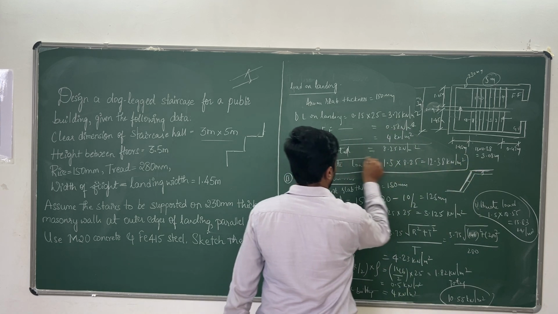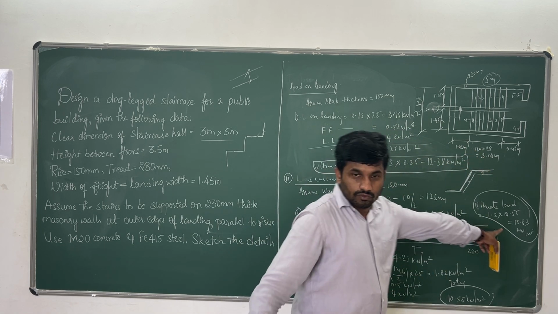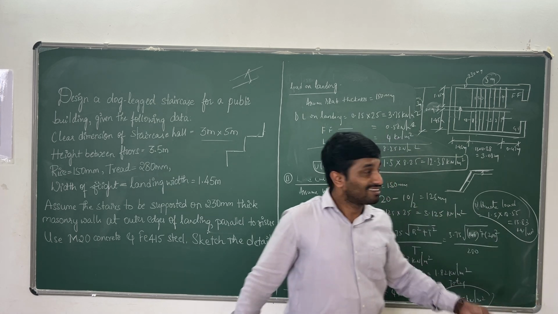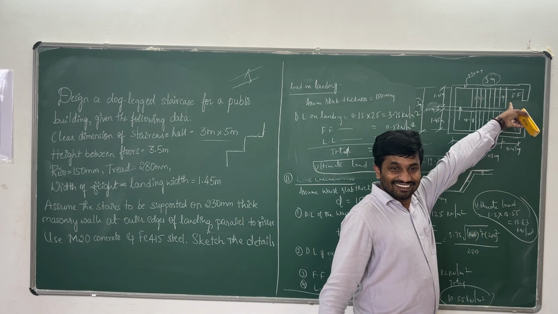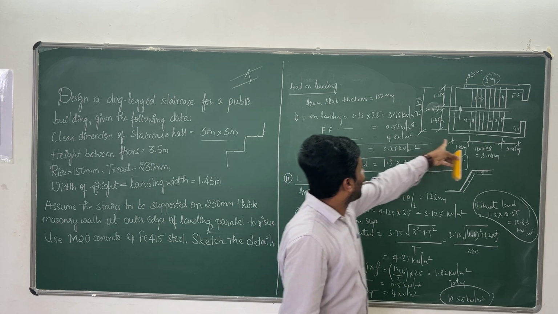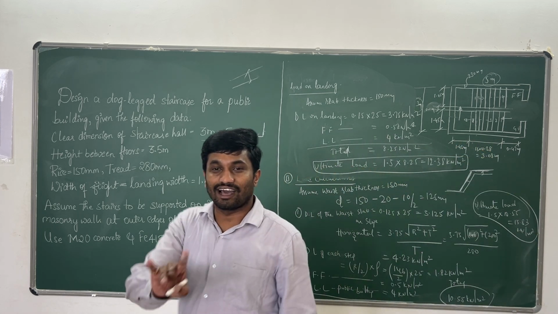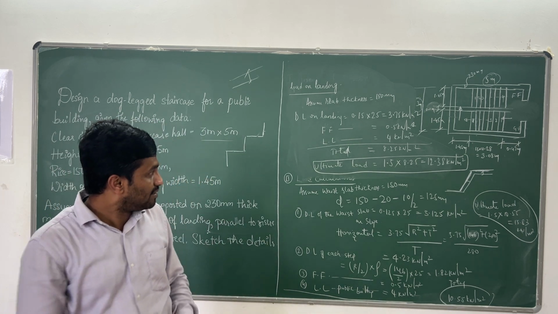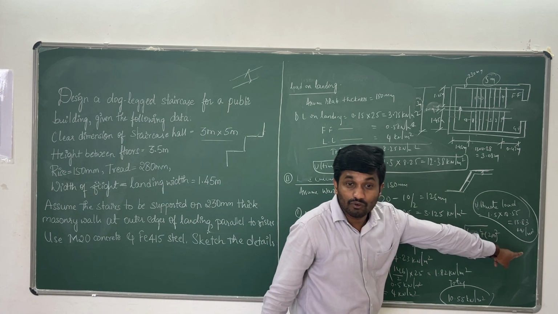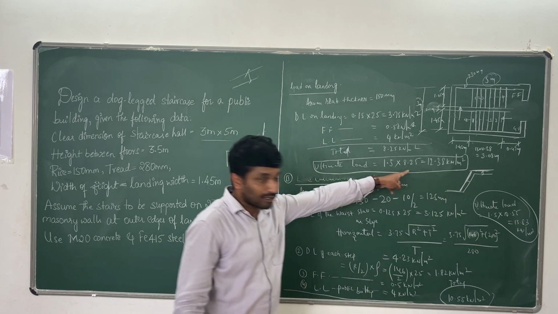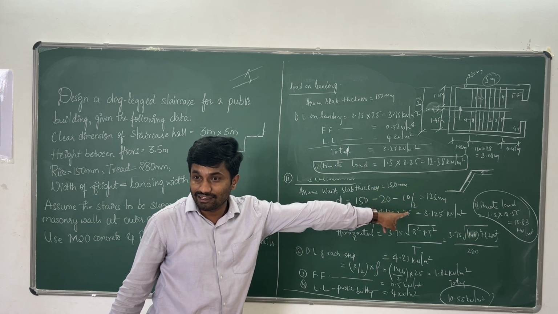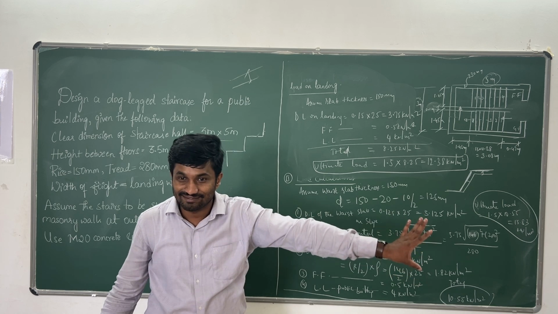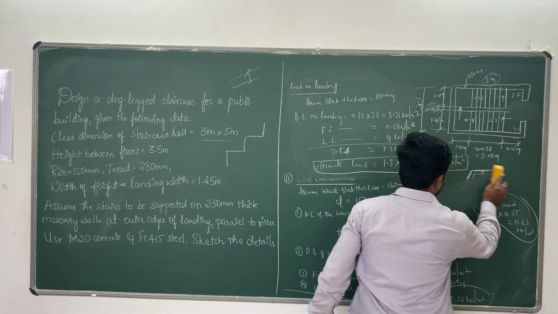This is another ultimate load. This ultimate load is for here, and this ultimate load is for the landing. So we got two ultimate loads. Any doubts? One ultimate load is 15.83, another ultimate load is 12.38. Now it is very simple. You just observe here.